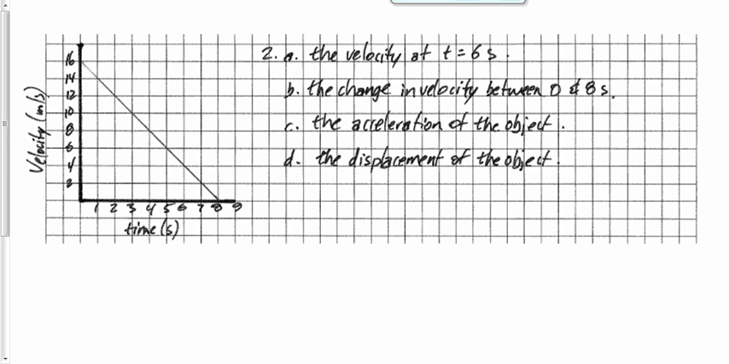These are pretty typical questions that we would get with velocity time graphs. How do we find the velocity at 6 seconds? At a specific moment in time? We're going to go up and over, right? So if I go up and I'll go over, looks like I'm going to get about 4 meters per second.